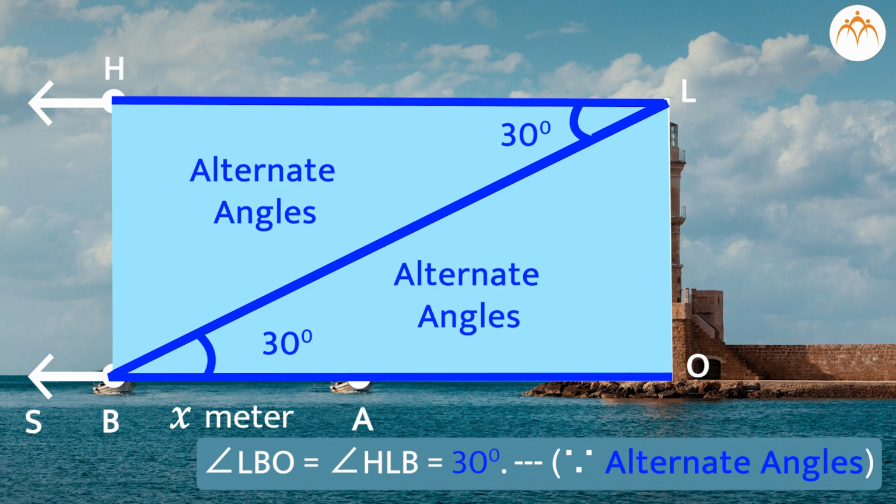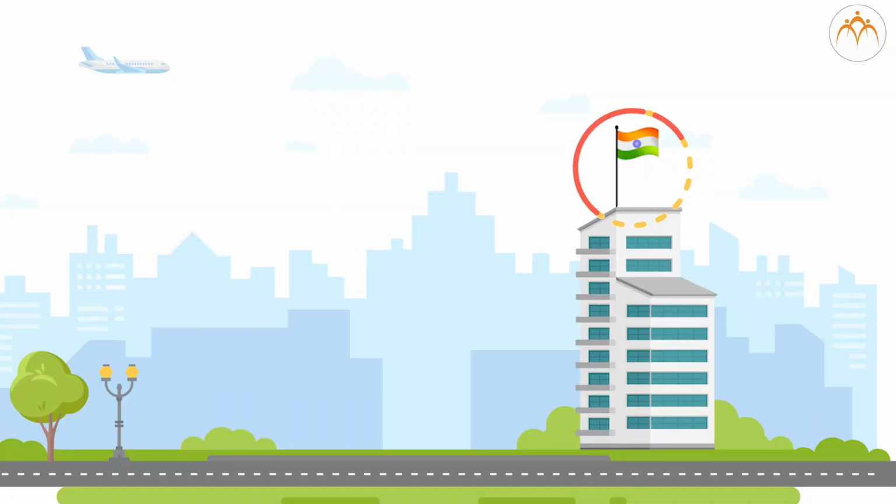Another example. There is a flagpole on a 10-meter high building. An observer is standing on the ground at some distance from the building. His line of vision makes an angle of 45 degrees and 60 degrees with the base and the top of the flagpole respectively. We have to draw a diagram for measuring the height of the pole.